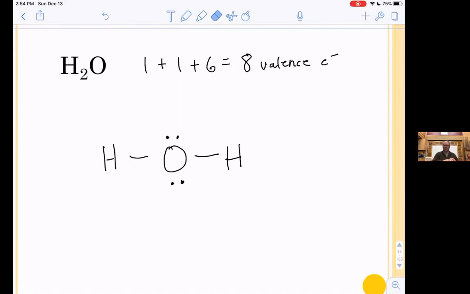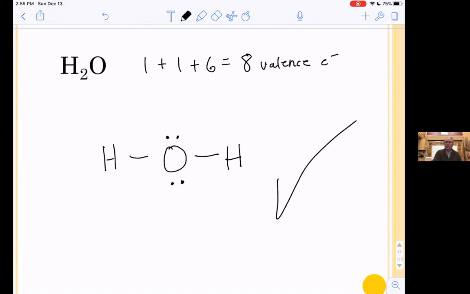I have obeyed the octet rule by writing everything there correctly, at least 8 around everything that would have 8, hydrogen with 2. Now I go count and see if I actually have the right number of valence electrons drawn. Each of these counts as a pair, counts as a pair, counts as a pair, counts as a pair. So I have actually 4 pairs of electrons, or 8 valence electrons. This is the correct structure.